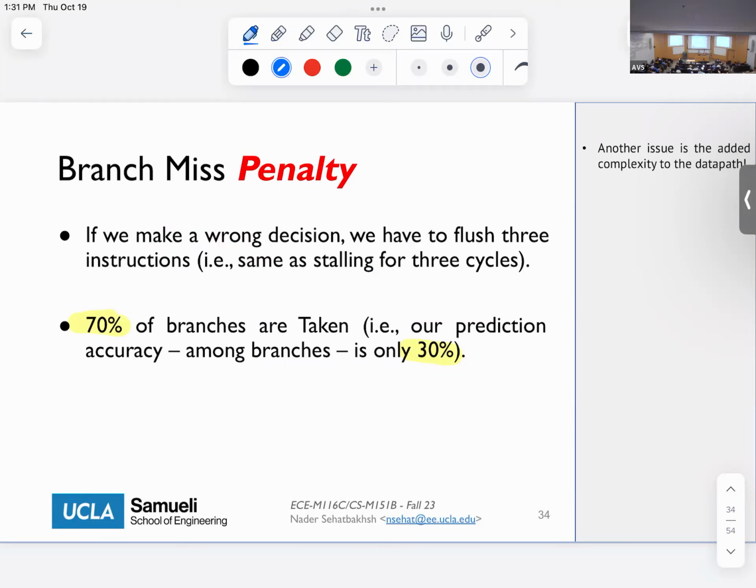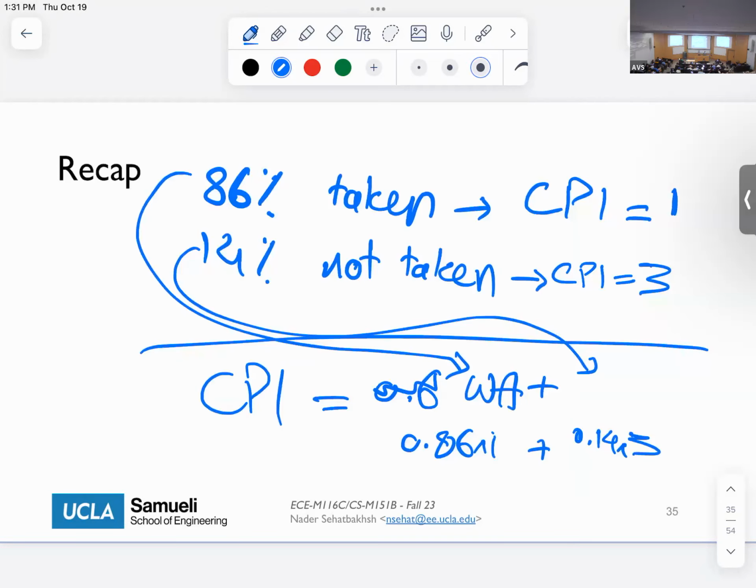If you miss, then your CPI is 4, not 3, because, for example, if you stall for 1, then your CPI is 2. So would the CPI be 4 if you stall for 3? Actually, yes. So it would be 4. Yes, it would take 4 cycles to finish.